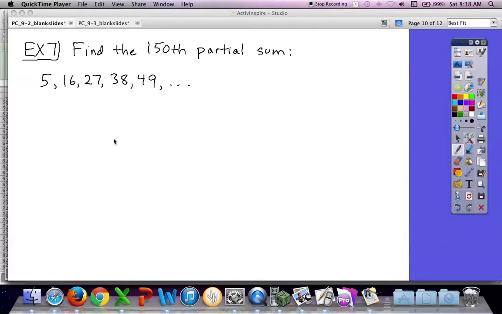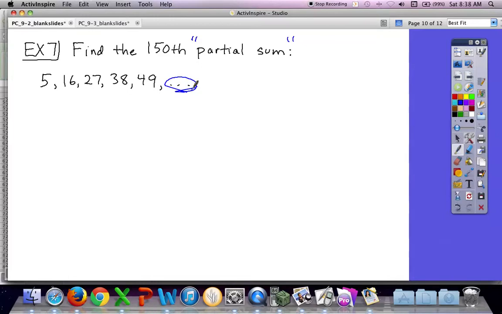Find the 150th partial sum. Again, it's this partial sum. Understand that they use that expression because you could not add up the whole thing, because it wouldn't sum to anything. It would be infinite. But if we just had 150 terms to add up, we could figure that out.